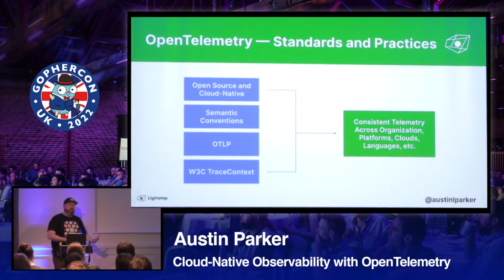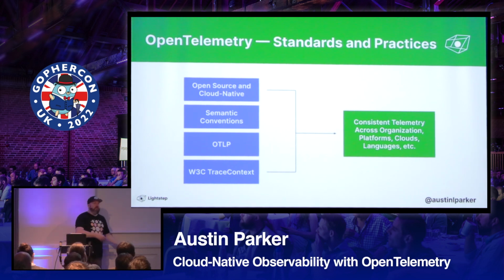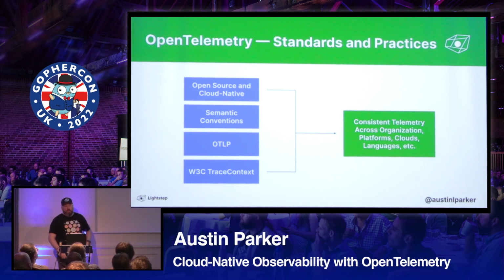OpenTelemetry provides those standards through the OpenTelemetry semantic conventions, which means that my Node service and my Go service and my C# service and my Java service are all going to say, when they emit a trace or a metric or a log, that the host name of where that was being run is going to be represented the same way every time. That means it's much easier to do queries where you're looking for, hey, aggregate this or group this by host name, right?